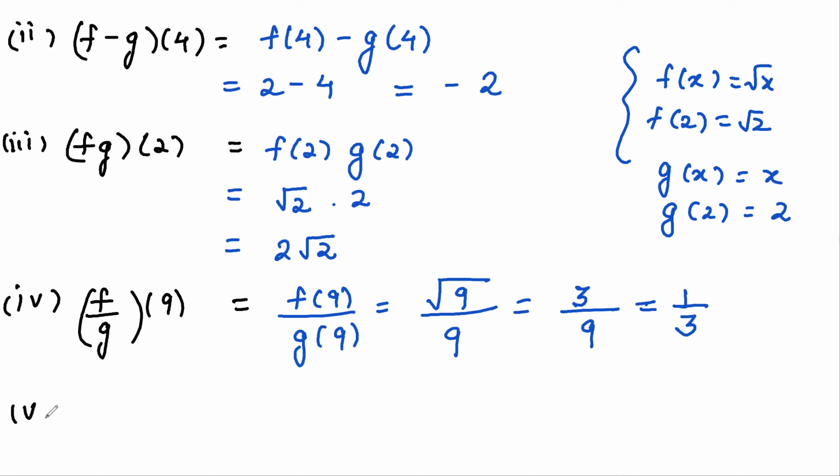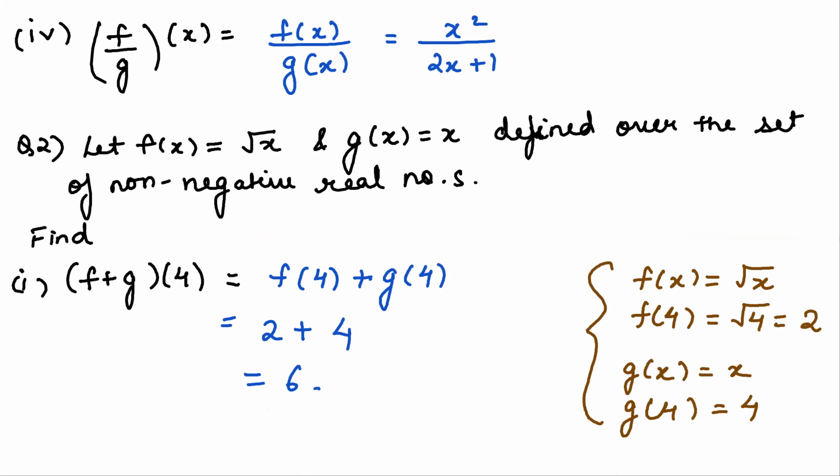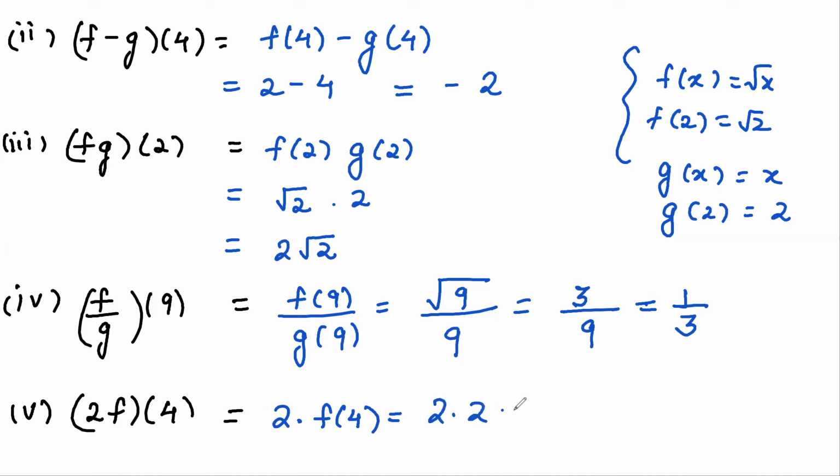Last, if I ask you, what will be 2 into f of 4? Here we are doing the scalar multiplication. So how is scalar multiplication defined for a function? The scalar will remain as it is and you will find out the function. So f of 4 we found out was 2. So you can substitute 2 into 2, which will be 4. This is your answer. So we discussed the algebra of functions and questions based on it.